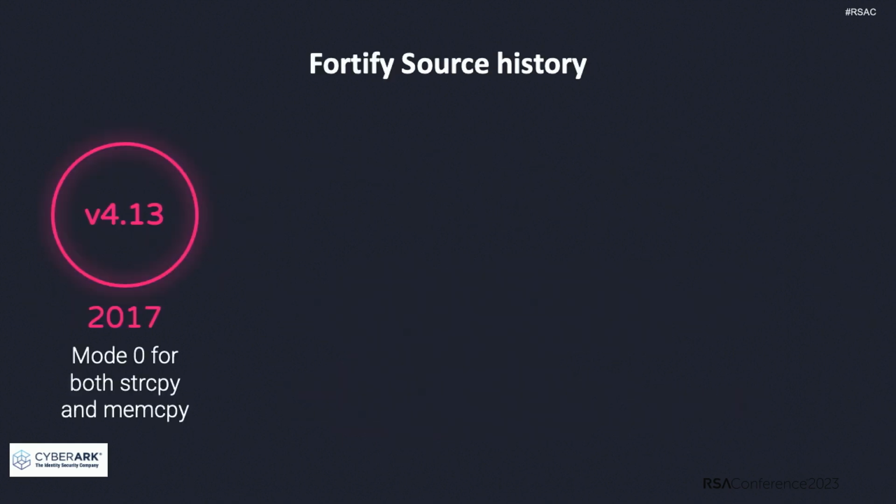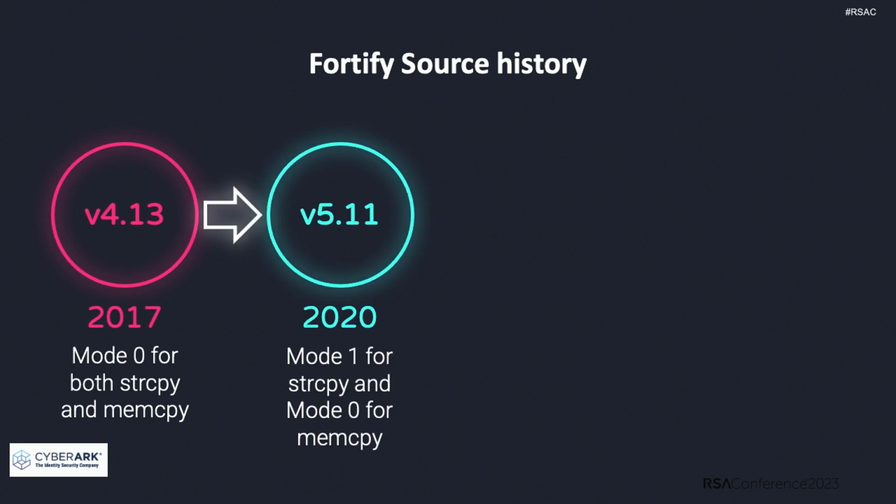First of all, Fortify Source got introduced into the Linux kernel in kernel version 4.13 in 2017, when mode 0 was turned on for both the strcpy and memcpy families of functions. Following that, in 2020, in kernel version 5.11, mode 1 was turned on for the strcpy family of functions, but still mode 0 was turned on for the memcpy family of functions.